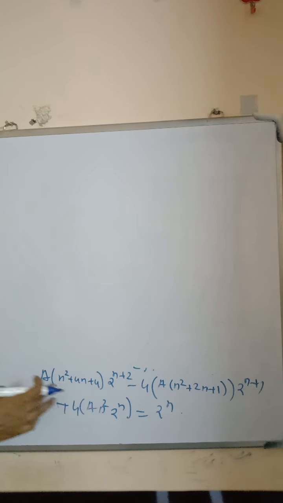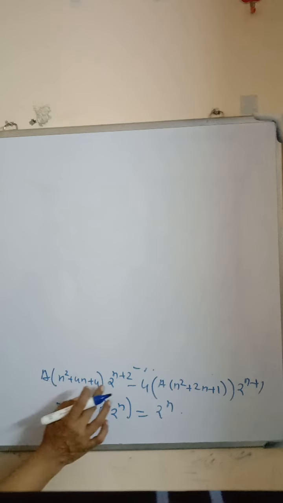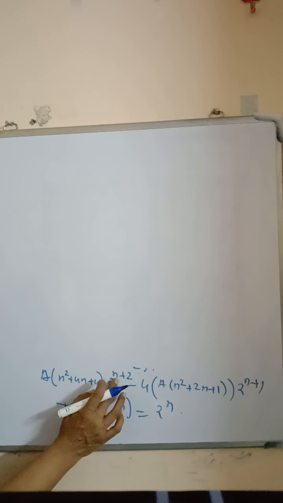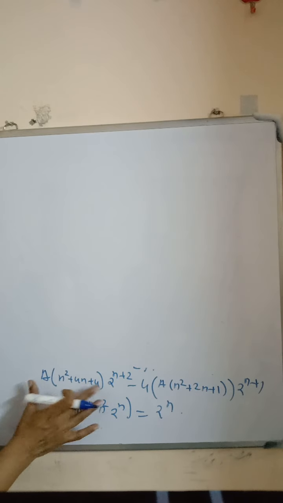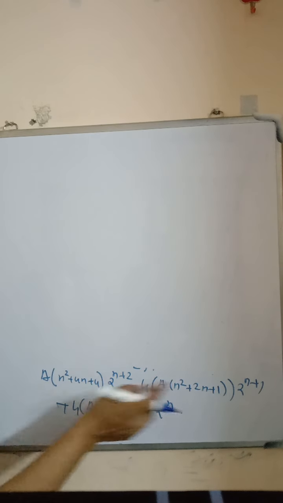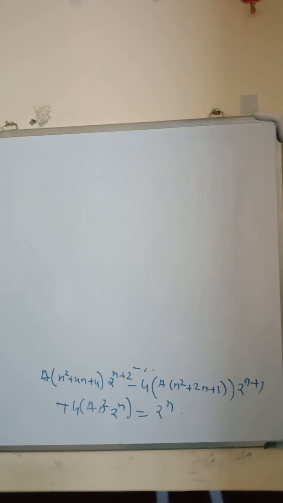Now multiplying and solving, we get all the terms contain 2 raised to n into a. Here 2 raised to n plus 2 is 2 raised to n into 2 square. So in this term we have 2 raised to n into a. Here also we have 2 raised to n into a. In the last term also 2 raised to n into a. So take 2 raised to n into a outside.